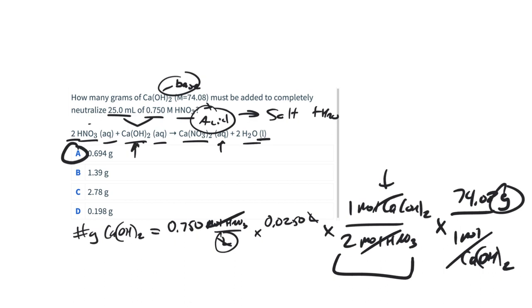Okay, well this ends up working out to be answer A. And hopefully you're all seeing the analogy to chapter 3, and that this is just introducing using the molarity unit along with a volume.